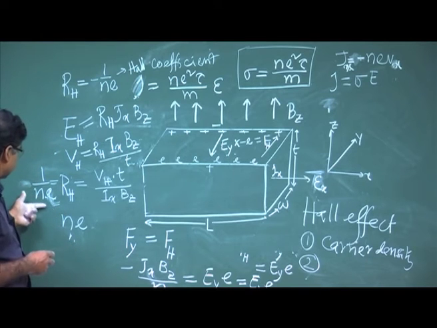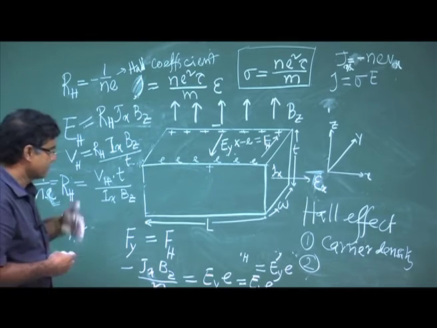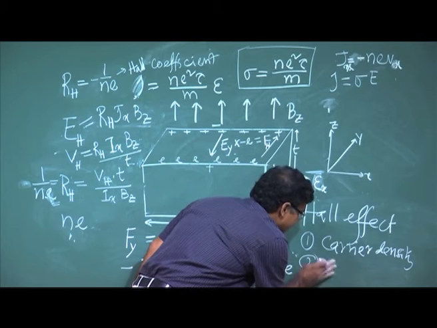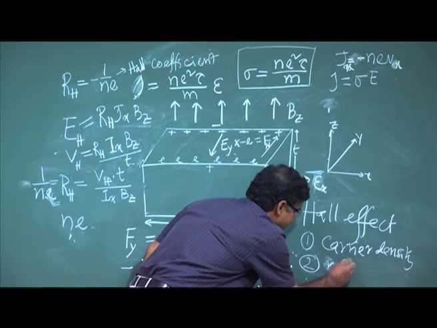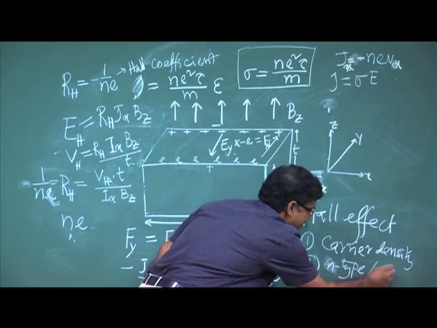So, basically this measurement will tell you the carrier density, and it will tell you the sign, whether it is an n type semiconductor or a p type semiconductor, right.